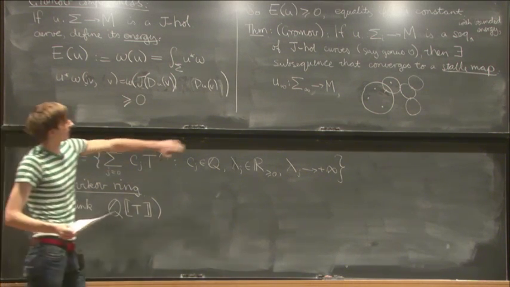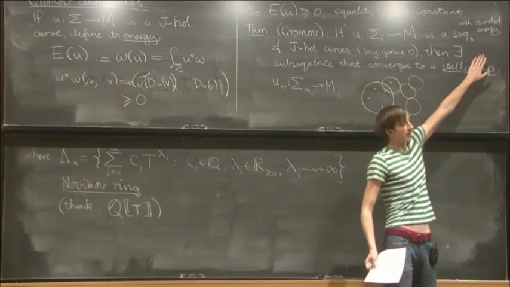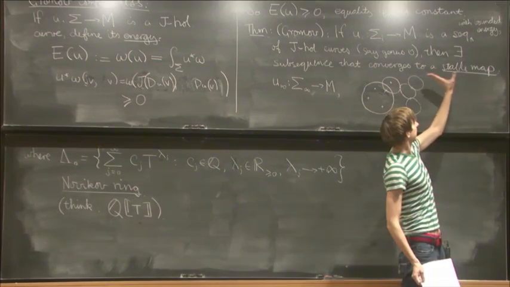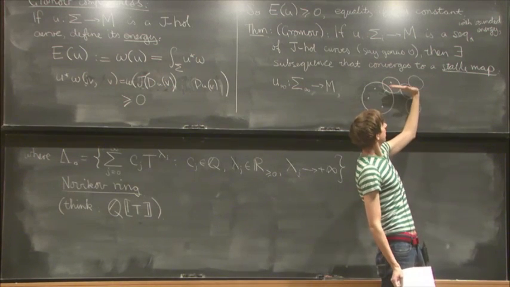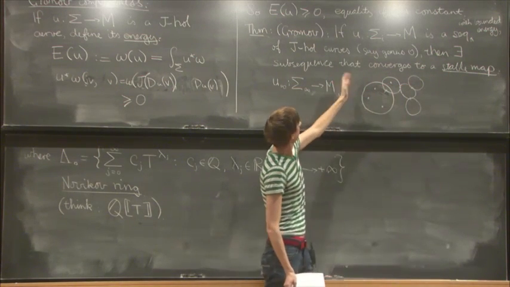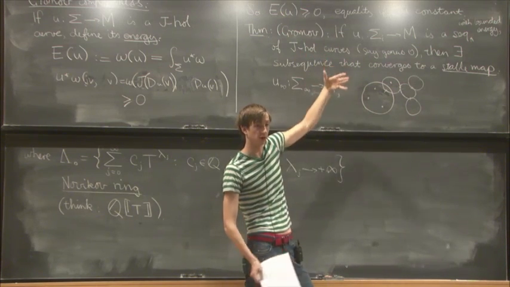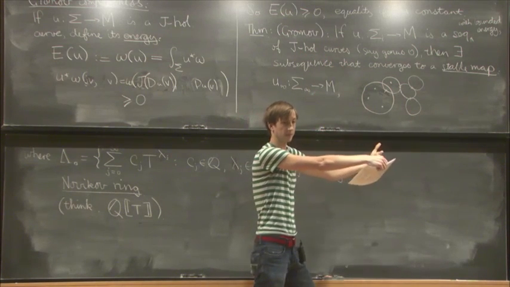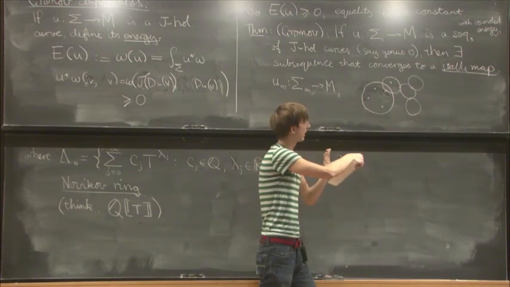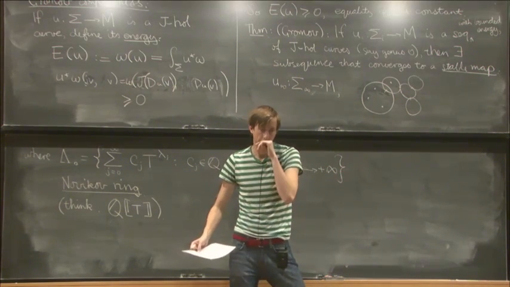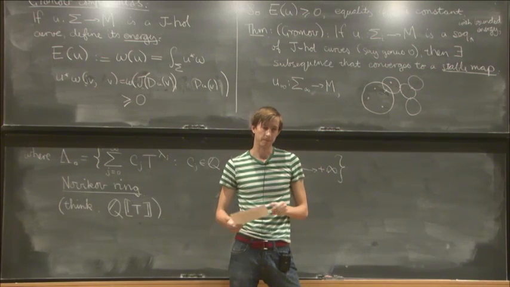So that is this thing here. The energy is omega of beta. And this thing here says that the space of J holomorphic curves with omega of beta bounded above is compact. So in particular, if it's a bunch of points, then it's finite. There are only finitely many moduli spaces.